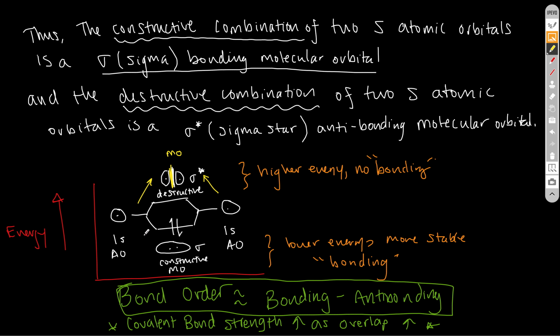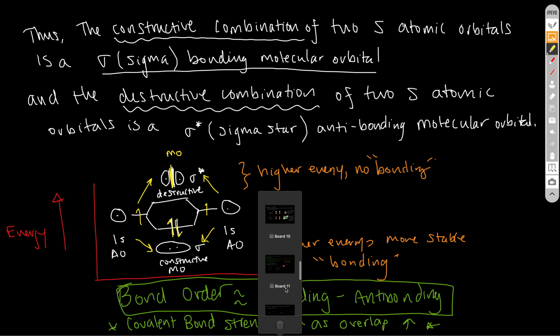But if they constructively combine, that is a stabilizing interaction. And now we have two electrons here. Remember, there's one electron here, there's one electron here. They can come together and form constructively this molecular orbital. This is a lower energy, more stable. It's bonding. And when you discuss bond order, it is equivalent to your bonding minus your anti-bonding. And your covalent bond strength increases as your degree of overlap increases. So those are just some general concepts to keep in mind.